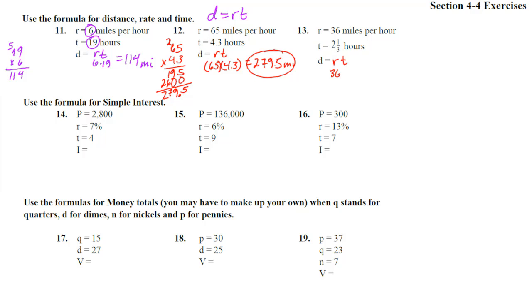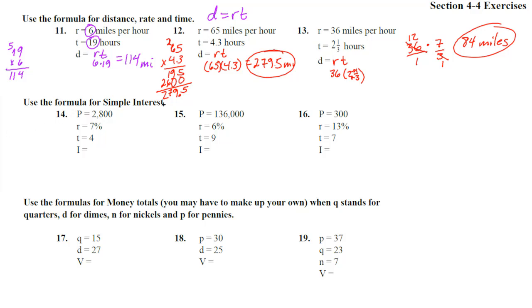Now 13, here we have the rate times time. So we get 36 times 2 1/3. All right, 36 times, turn this into an improper fraction. 3 times 2 is 6, plus 1 is 7, so 7/3. You can do 36 times 7 and then divide by 3, or you can do this division ahead of time. 36 divided by 3, that's a 12 on top and a 1 on the bottom. 12 times 7 is 84 over 1, 84 miles. There we go.